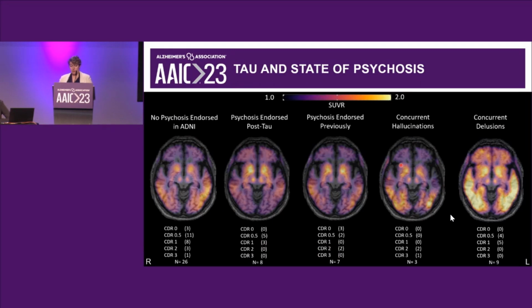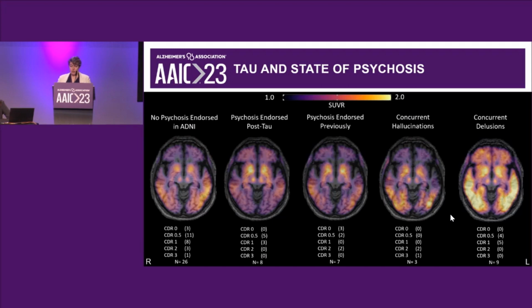So next we wanted to qualitatively explore the temporal relationship between when participants experienced psychosis and when they had their tau scan. So shown here are averaged SUVR images of those with no endorsement of psychosis, endorsement of psychosis after their tau scan, endorsement of psychosis prior to their tau scan, and then concurrent hallucinations or delusions. So on the left, those without psychosis show a typical Braak-like pattern that we would expect for CDR 0.5 and 1 with slightly elevated tau in the lateral temporal lobes, as this group is primarily comprised of CDR 0.5.